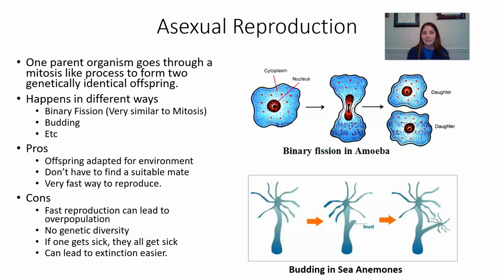Now, some of the cons is that the fast reproduction can actually lead to overpopulation of that organism. There's not going to be any genetic diversity, which means if there's some type of disease or natural disaster that affects that population, you're not going to have one of those organisms being more adapted to the environment, meaning that they would live to survive. All of those organisms are going to get wiped out if they're all susceptible to a specific disease or some type of environmental condition that occurs.